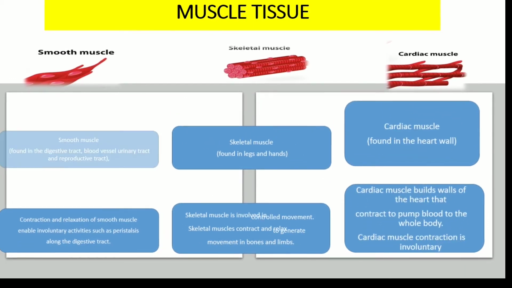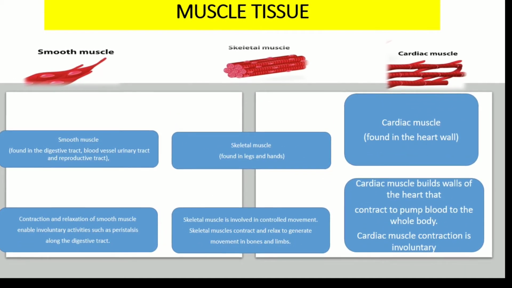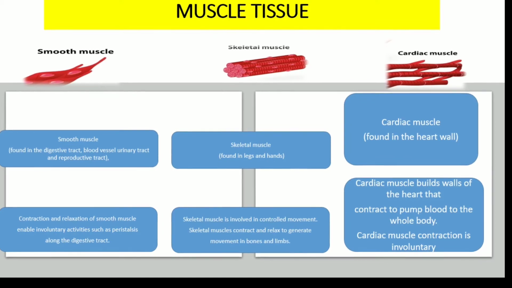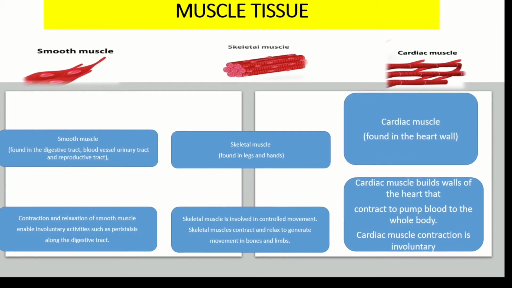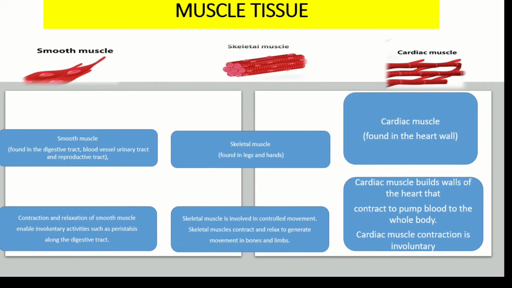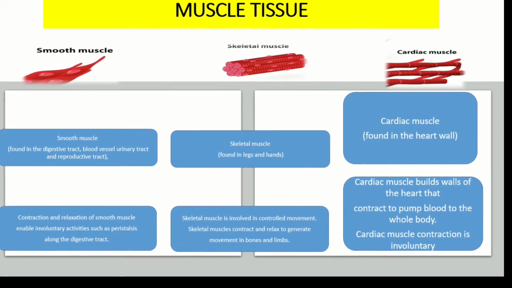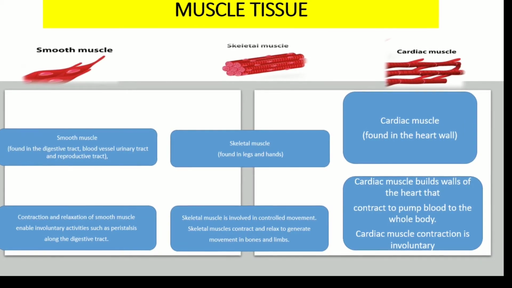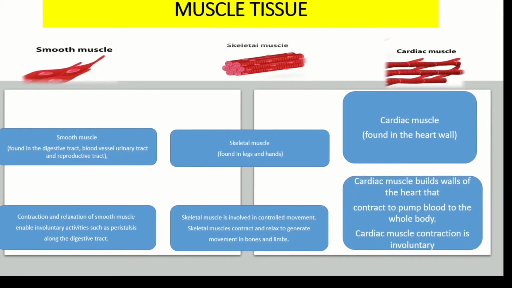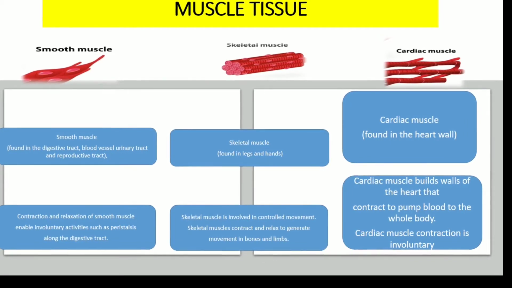Last but not least is the cardiac muscle. It is found in the heart wall. The cardiac muscle builds the wall of the heart that contracts to pump blood to the whole body. The cardiac muscle contraction is involuntary.